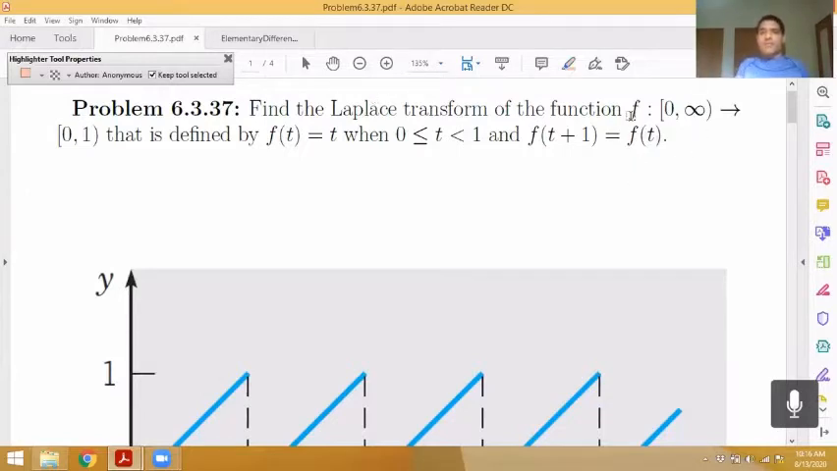Namely, it's the function f defined on the right half of the positive real line, where we first define it on 0 to 1 by just letting f of t equals t, and then we extend it to be periodic with period 1.